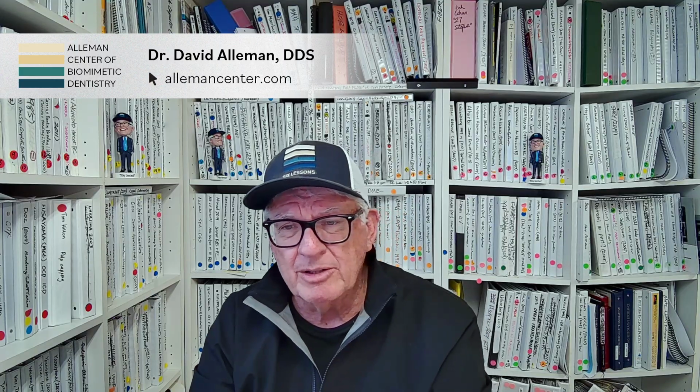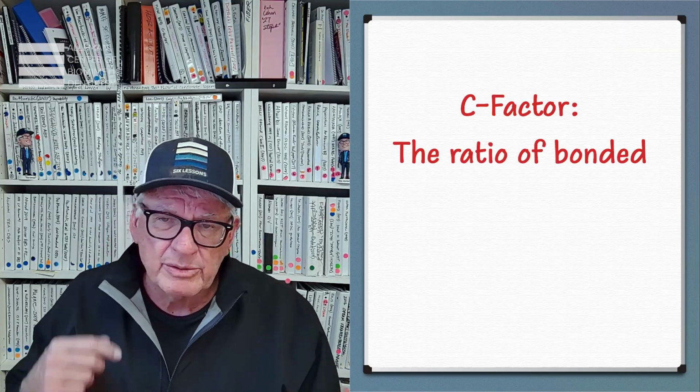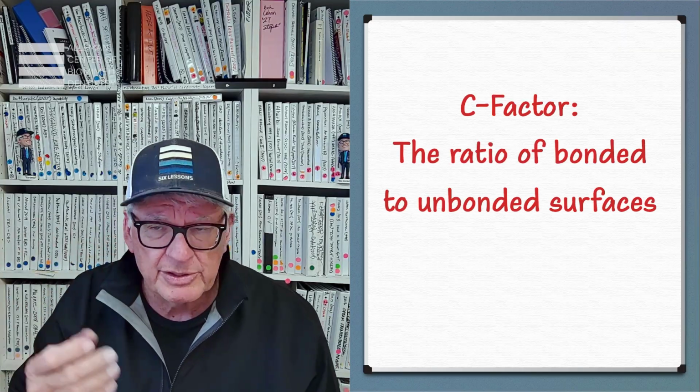My name's David Alleman. I've been practicing dentistry for 44 years, and I've been teaching a system for adhesive dentistry success for the last 27 years. One of the main topics that we teach in the 6 lessons approach is lesson 4, which deals with C factor. C factor is defined as the ratio of bonded to unbonded surfaces in a restoration.